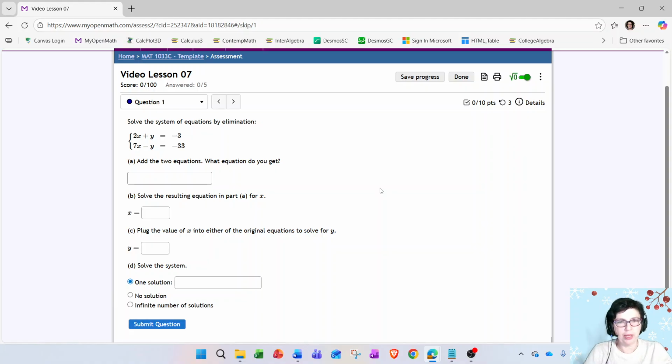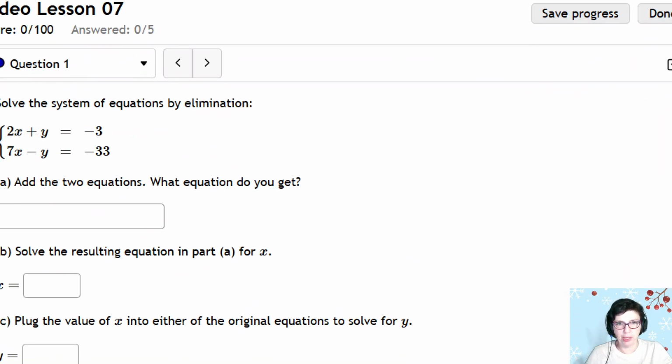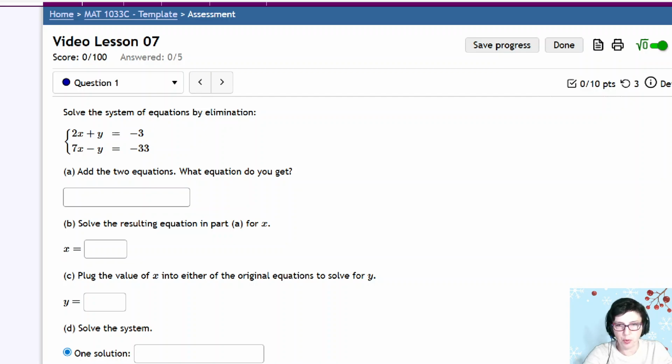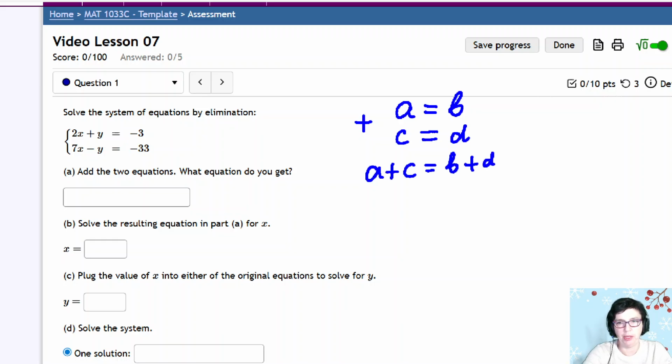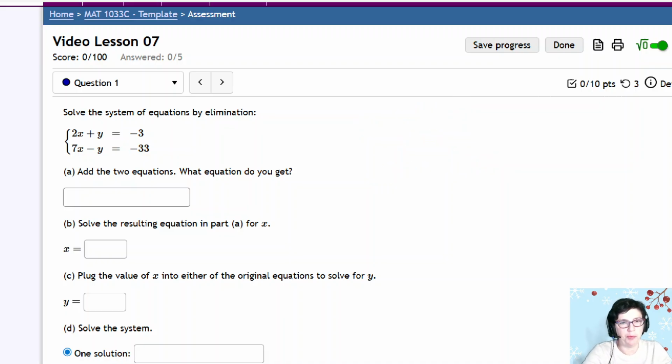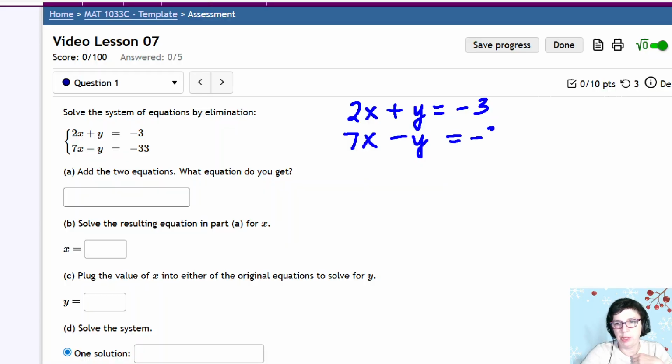Okay? Let's take a look at the first example, and this one is actually the easiest one. Now, we are actually using here the following property. So we're using the property that if A is equal to B and C equal to D, then when you add them up, A plus C will be equal to B plus D. Okay, so that's the property that you're supposed to know, and it's pretty easy to understand why that's the case. But what we're going to do is use this property to solve this system. So let's write it down. So we got 2x plus y equals negative 3, and I have 7x minus y equals negative 33.